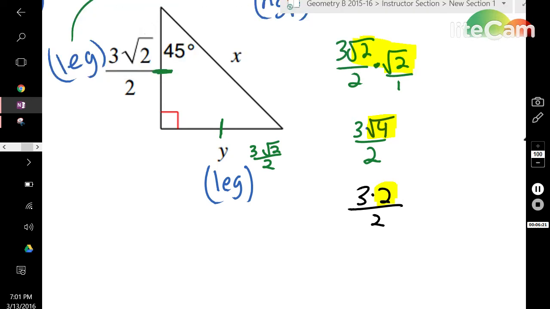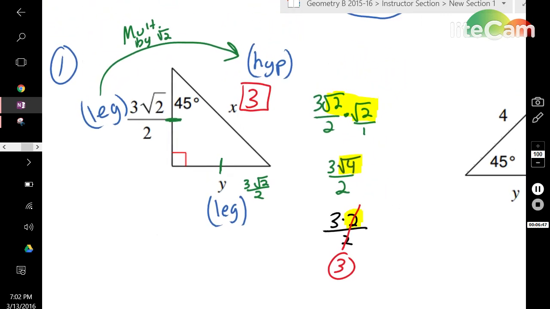Now from here, we've been taught that 2 divided by 2, right here, that's 1. So when you multiply 3 by 1, 3 doesn't change anything. It's just still 3. So therefore, when we see 1 in a fraction, we cross it out, telling ourselves we don't have to write it anymore. So this hypotenuse ends up just being 3. So to recap, we were given a leg. We immediately found the other leg because they're always congruent in a 45, 45, 90. And then to find the hypotenuse, we multiply the leg by the square root of 2.